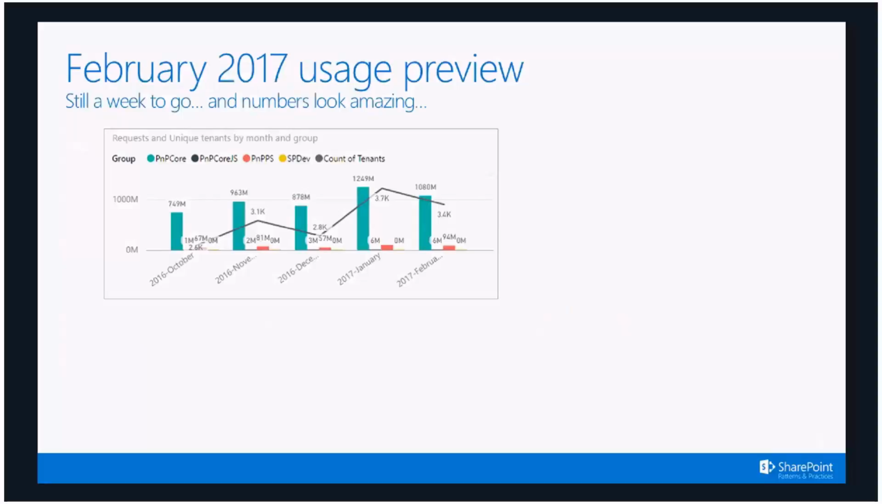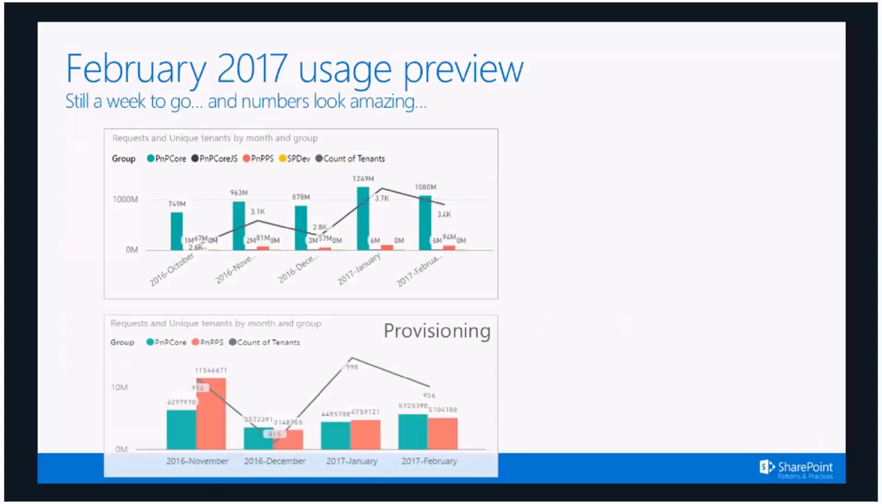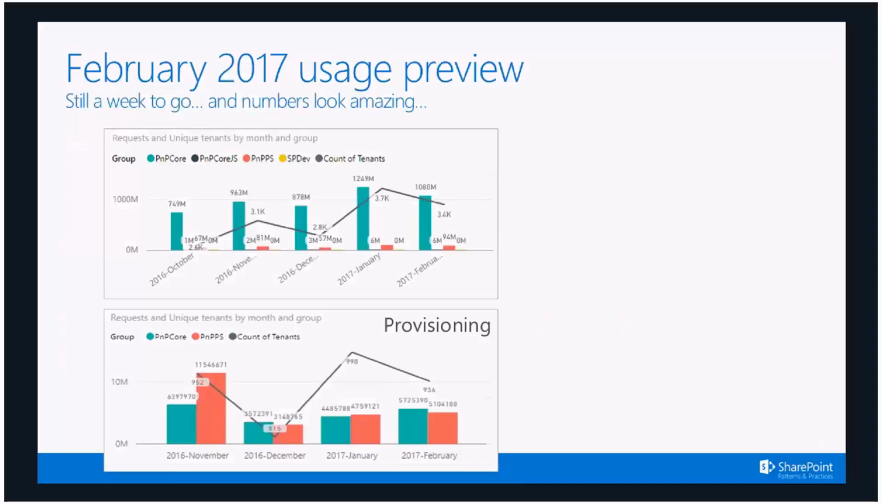From a PnP provisioning engine perspective, we are now at 936 tenants in SharePoint Online for this month, and we do have one additional week still to go. So most likely we'll break that magical 1,000 tenants using the provisioning engine in SharePoint Online. Let's see if we get there. From a general usage perspective, it's an interesting statistic because we can see that half of the customers and partners are using the Core, the native code using Visual Studio, and half of the people are using PnP PowerShell, which inside is using the Core as well.